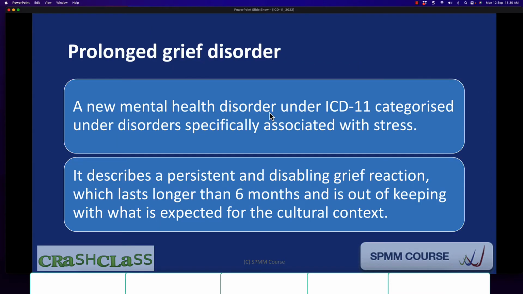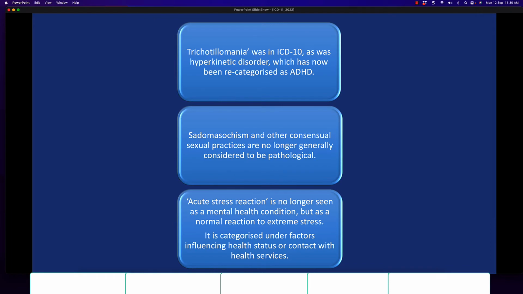Prolonged grief disorder is a new mental health disorder under ICD 11, categorized under disorders specifically associated with stress. It describes a persistent and disabling grief reaction which lasts longer than 6 months and is out of keeping with what is expected for the cultural context. Trichotillomania was in ICD 10, as was hyperkinetic disorder, which has now been recategorized as attention deficit hyperactivity disorder.